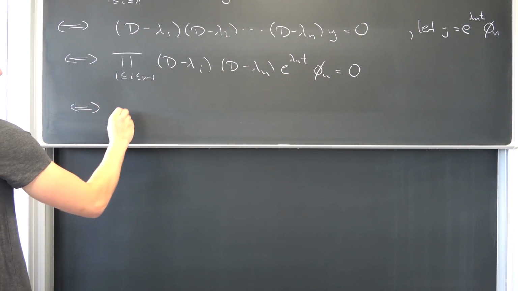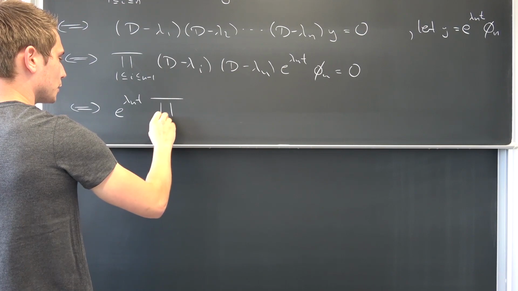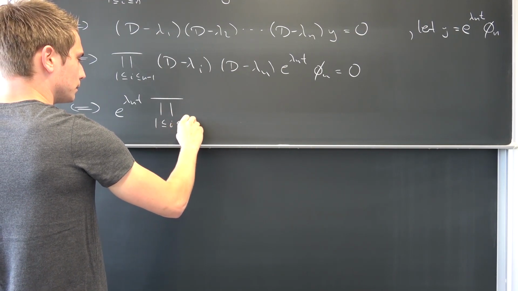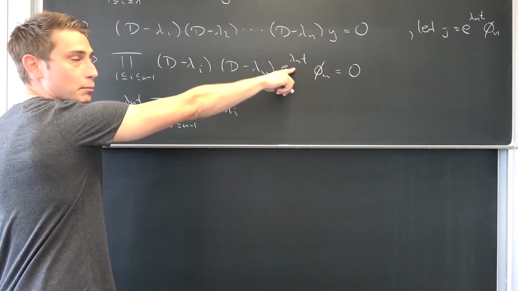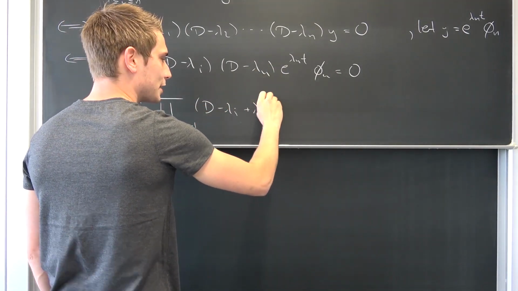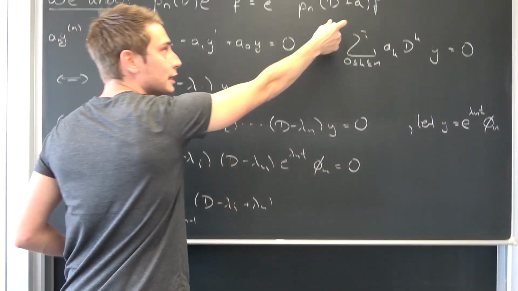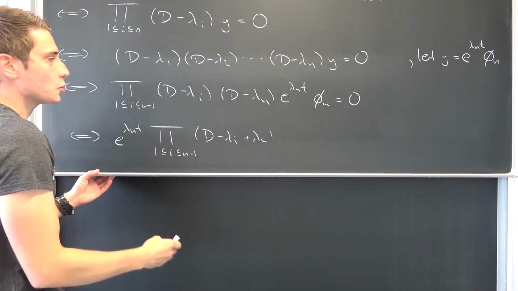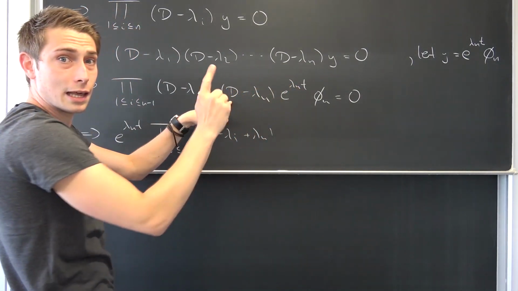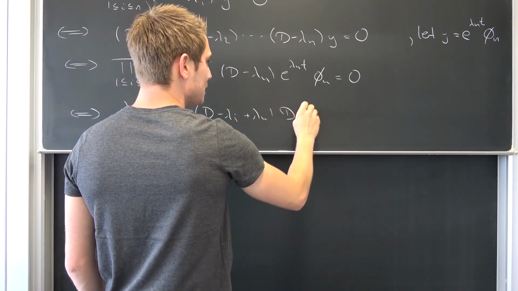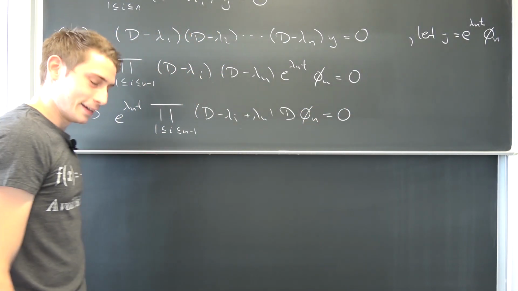Meaning that's equivalent to saying we have e to the lambda n times t. Also, we have our product of d minus lambda i and then plus lambda n. This is something extremely important. Don't forget this. We have to distribute it into each and every part right here, just like with here. And also we have d minus lambda n plus lambda n, resulting in d phi n being equal to 0.